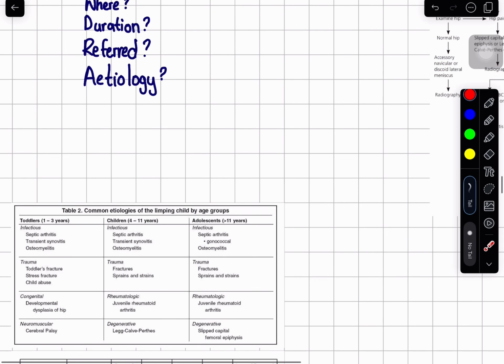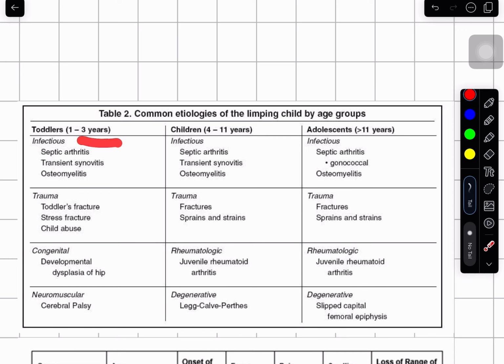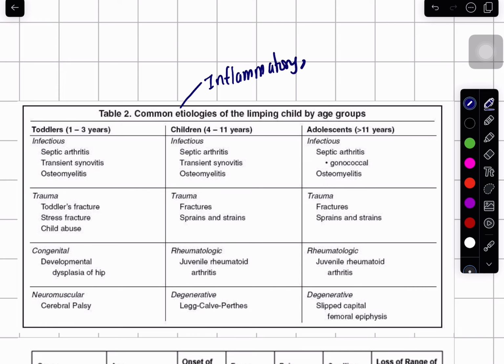So in a limp, the etiologies according to the age groups are in toddlers, in children, in adolescents. Etiology can be infectious, traumatic, congenital, neuromuscular, and can be inflammatory. Also, it can be because of blood disorders like hemophilia. It can be because of sickle cell, and it also can be neoplastic.